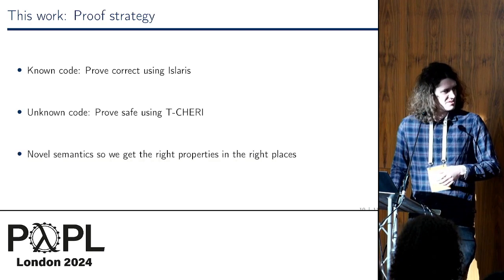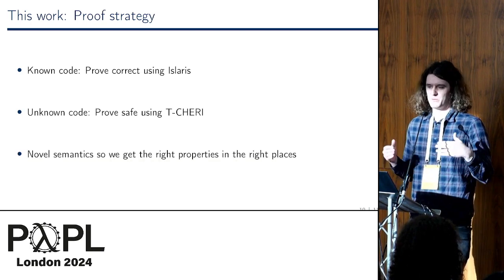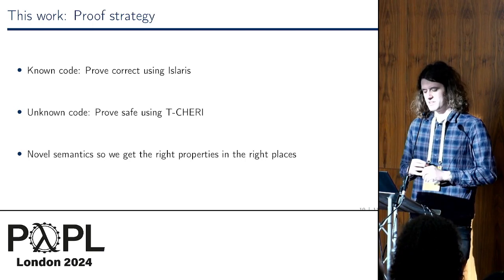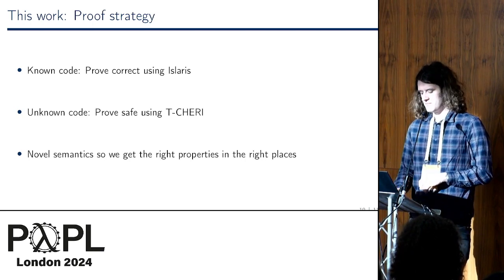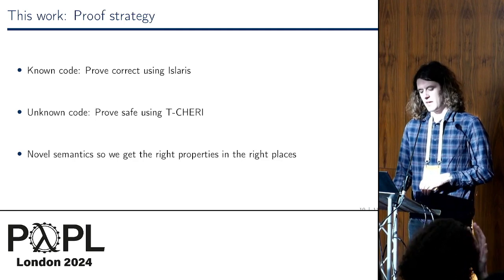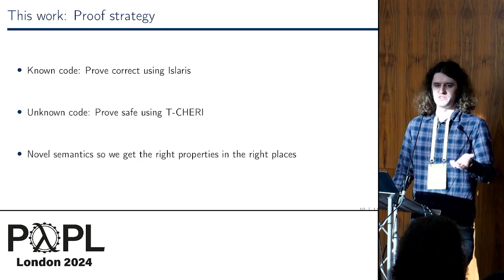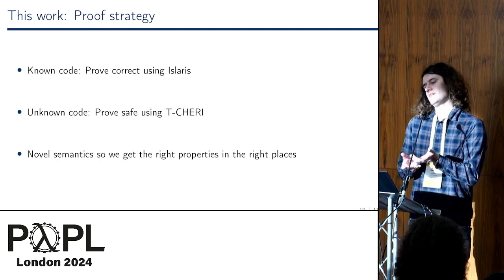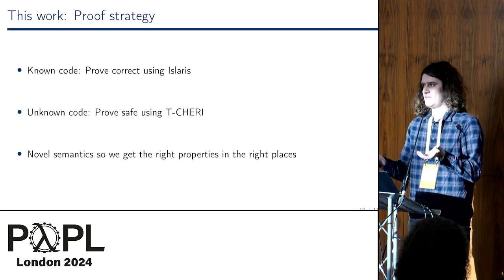Sounds very straightforward. We've had to do quite a lot of work to be able to put these two semantics in the same language to be able to get the right properties in the right places. But once we've done that, the overall proof strategy is very similar to Cerise itself. You have a program logic for reasoning about your known code, and you have a general theorem bounding the misbehavior of unknown code.